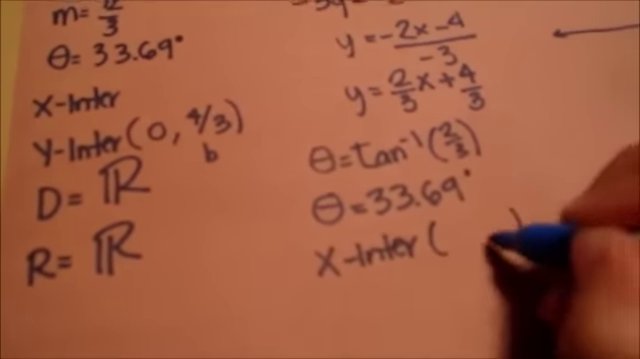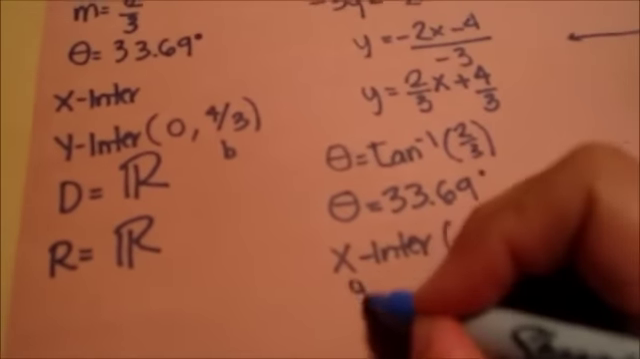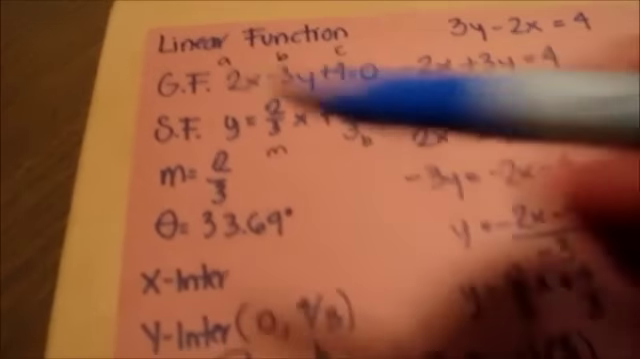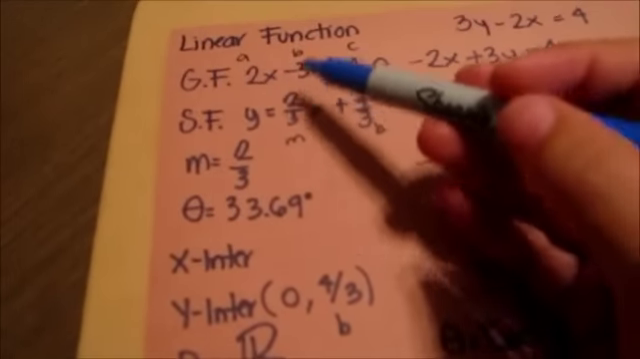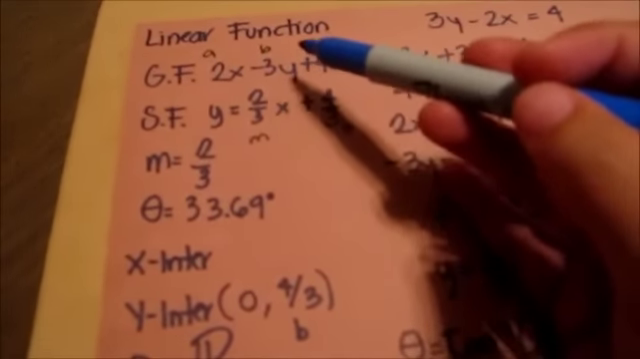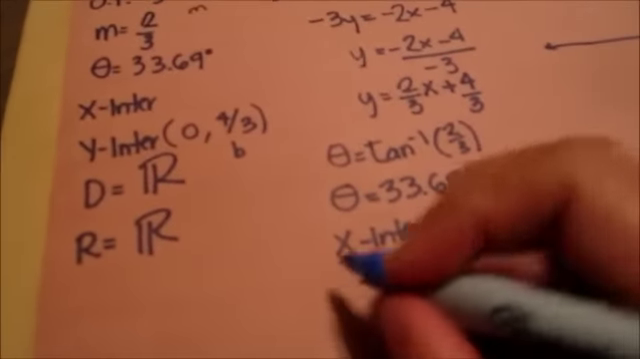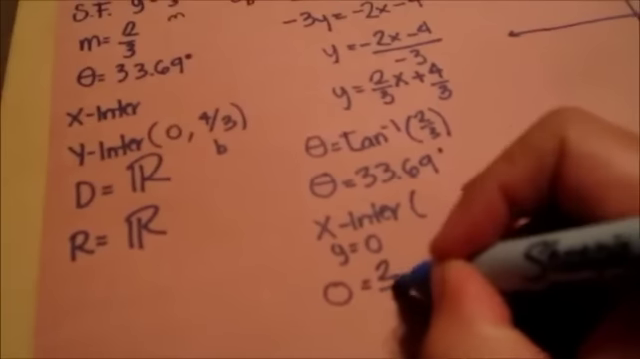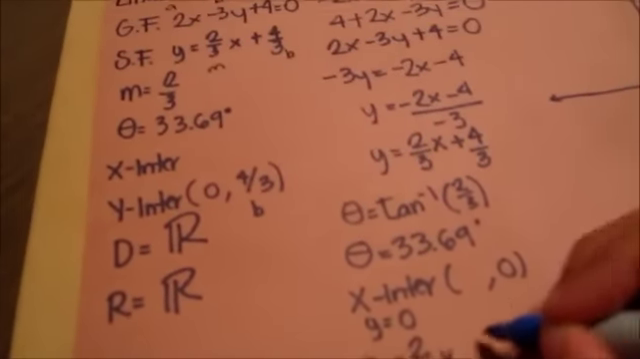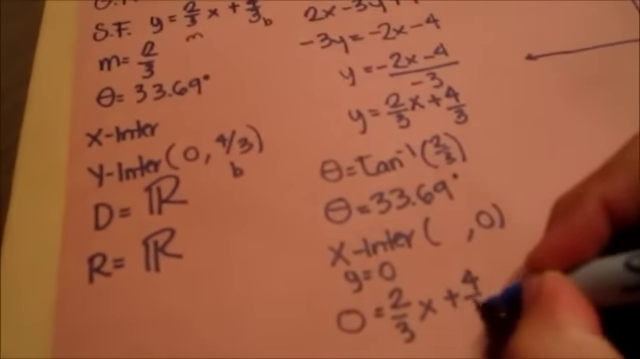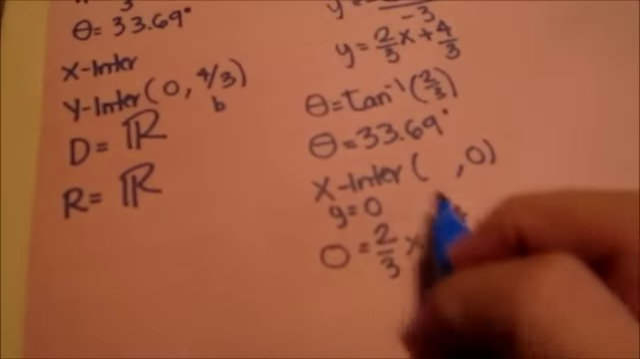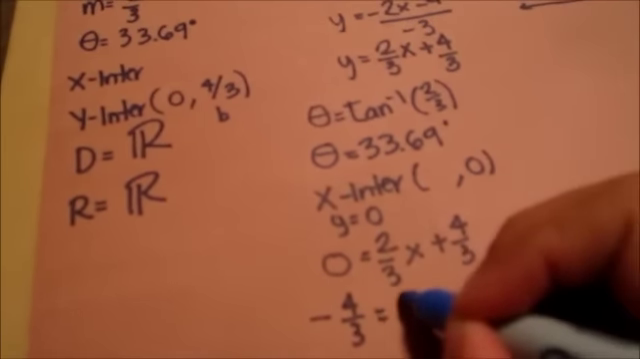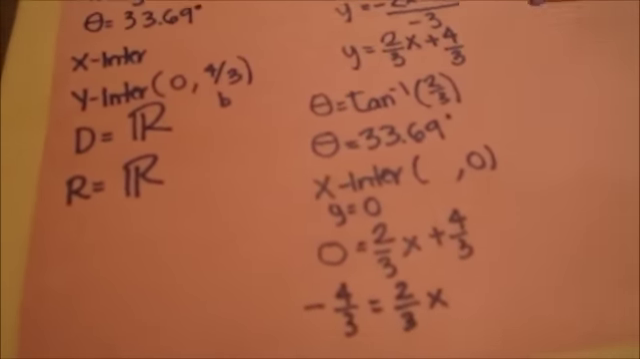The x-intercept as a coordinate is when y equals 0. So what you need to do is replace the y with a 0. You may use one of the two forms you have here. I'm going to use the slope one. So I have that 0 equals 2/3 of x plus 4/3. Then I'm going to pass the 4/3 to the other side, and it's going to be minus 4/3 equals 2/3 of x.